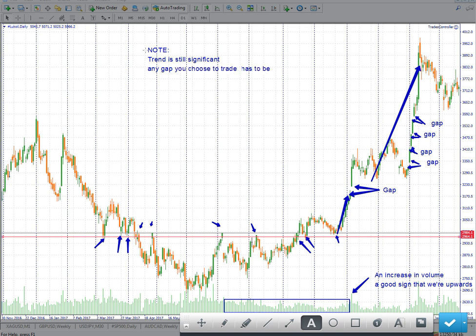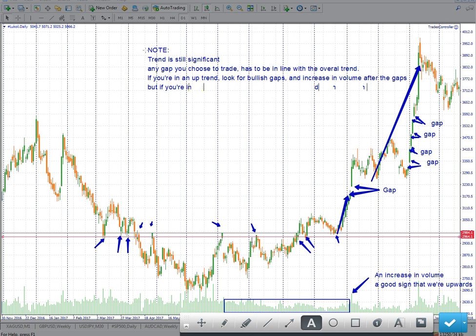So if you're in an uptrend, look for bullish gaps and an increase in volume after the gaps. But if you're in a downtrend, look for bearish gaps and an increase in volume after the gaps. So what this means is that you don't just trade gaps, you have to combine volume with it.